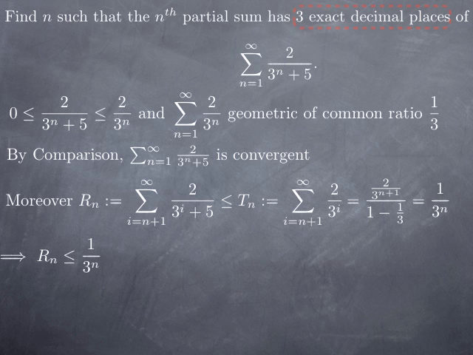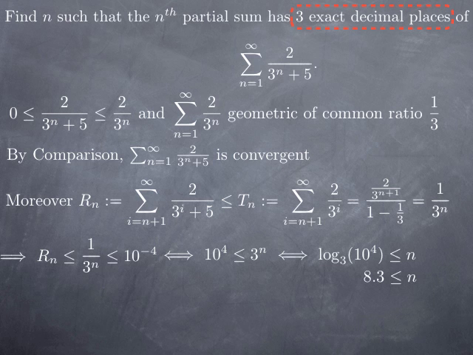Now what we want to do is get an approximation with 3 exact decimal places, and we can do that by making sure that the nth remainder is less than 10 to the negative 4 to make sure that we don't affect the 3rd decimal place. And this can be done if I make sure that 1 over 3 to the n is less than 10 to the negative 4, which happens if 3 to the n is greater than 10 to the 4th, and then applying the log base 3 function on both sides, which is an increasing function, we get that n should be at least the log base 3 of 10 to the 4th, which is approximately 8.3.